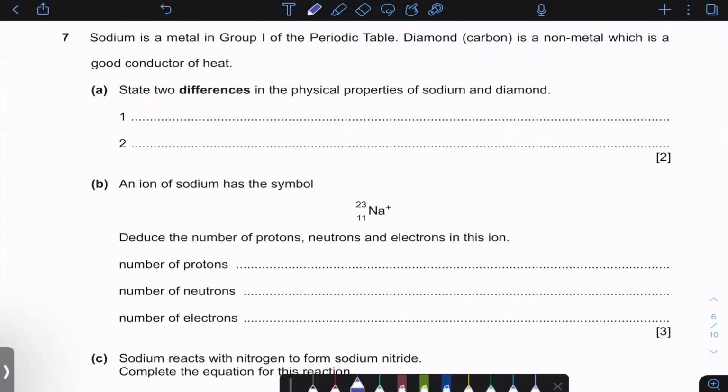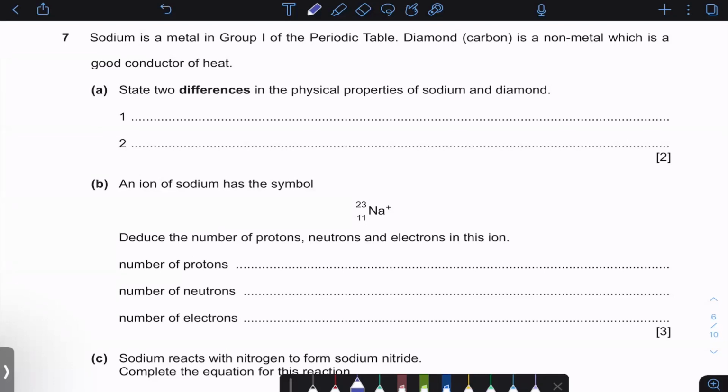Sodium is a metal in group 1. Diamond is a non-metal, which is a good conductor of heat. That's a very interesting thing. मतलब diamond बहुत unique properties का हामिल है. State two differences in the physical properties of sodium and diamond. Again, physical properties मैंने आपको 5 बताई हैं. Melting point or density. So we can say that sodium has low density, diamond has high density. Right? Clear difference नजर आ रहा है.